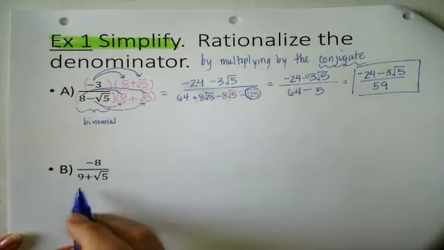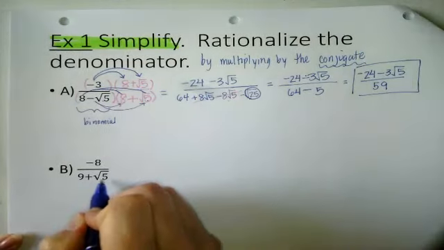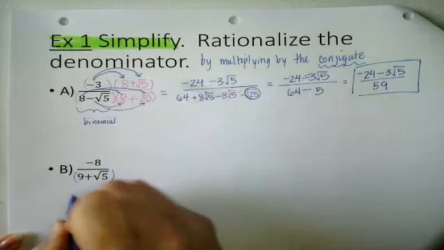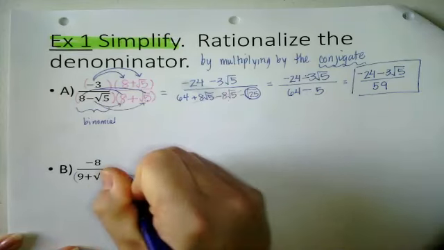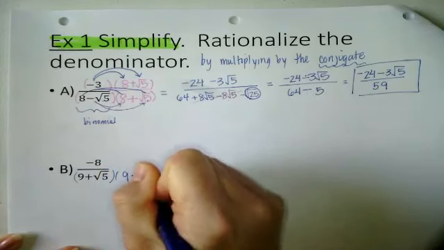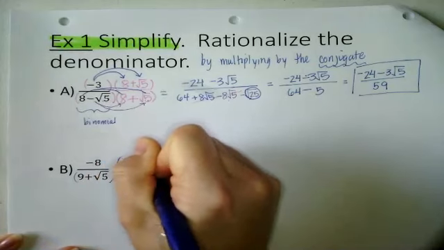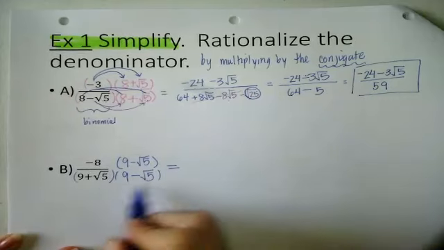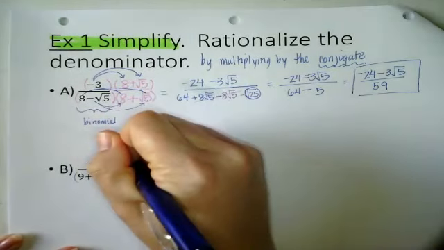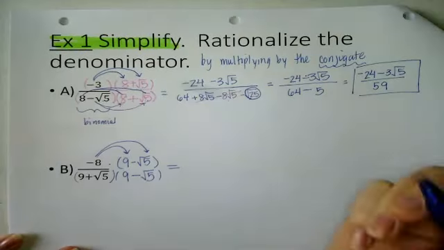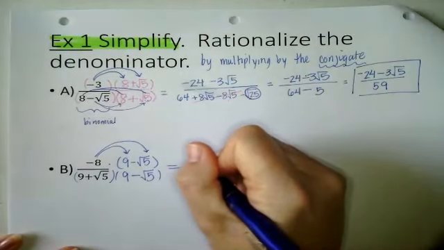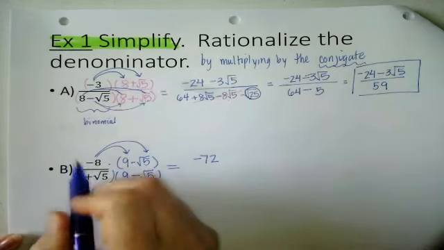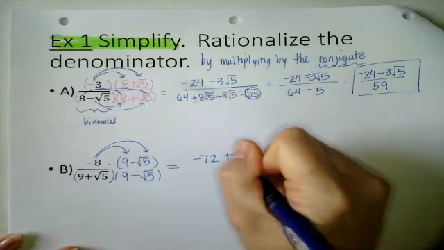All right, let's look down here. Letter B. So again, I'm going to multiply by the conjugate. And what is the conjugate of 9 plus radical 5? 9 minus radical 5. And I have to multiply top and bottom. We're going to go ahead and multiply by negative 8. So negative 8 times 9, 9 times 8 is 72, negative 72. And negative 8 times negative radical 5, negative times negative turns to positive 8 radical 5.